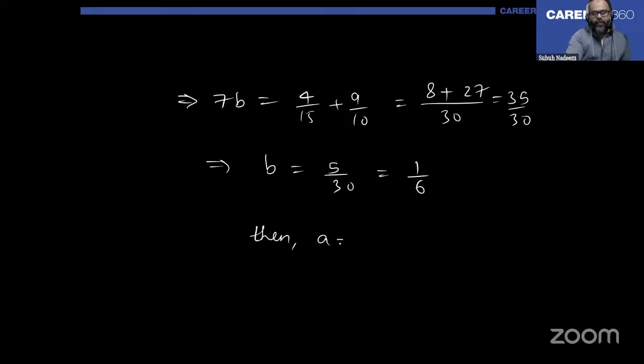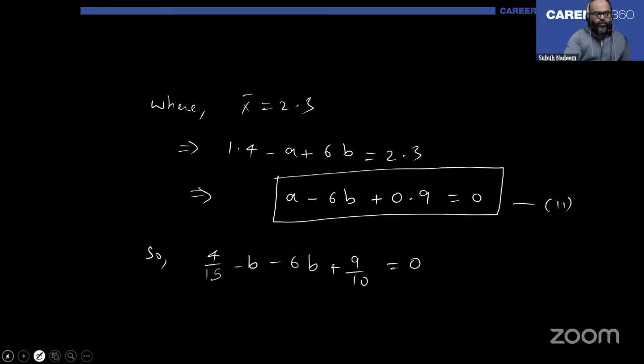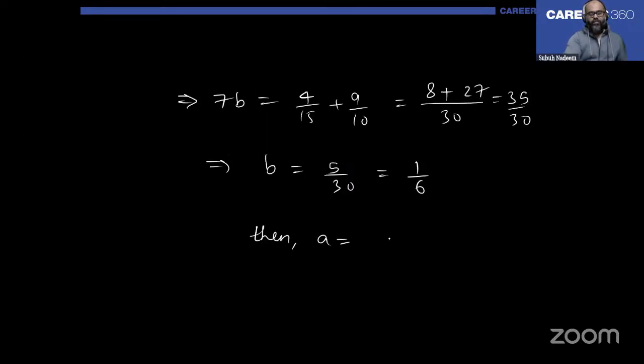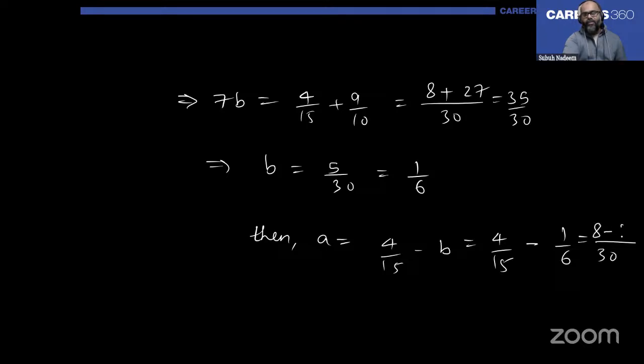Then what will be a? a will be equal to, if you see from here, 4 by 15 minus b. So this will become 4 by 15 minus 1 by 6. So the LCM will be 3 into 5, 15 into 2, 30. So this will be 8 minus 5, which will be equal to 3 by 30, which is equal to 1 by 10. So a is coming out to be 1 by 10 and b is coming out to be 1 by 6.